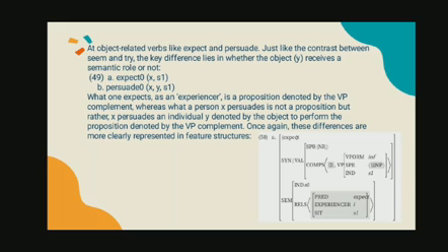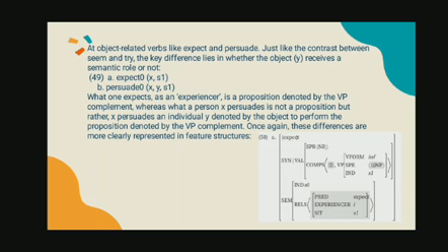The same applies to object-related verbs like expect and persuade. Just like the contrast between seem and try, the key difference lies in whether the object Y receives a semantic role or not. 49A: expect(s0, x, s1). B: persuade(s0, x, y, s1).